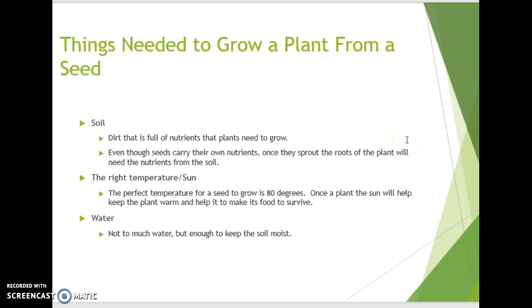Plants also need the right temperature and sun. The perfect temperature for a seed to grow is 80 degrees. Once it is a plant, the sun will help keep the plant warm, and it'll also help to make its food to survive. Water, in order for a seed to grow, it needs water. You might not want to give it too much water, but just enough to keep the soil nice and moist.